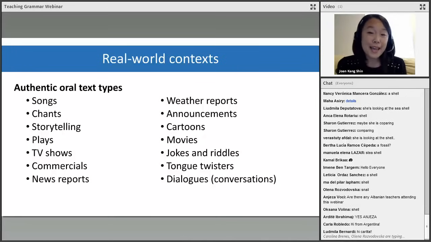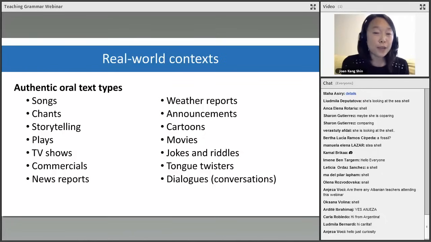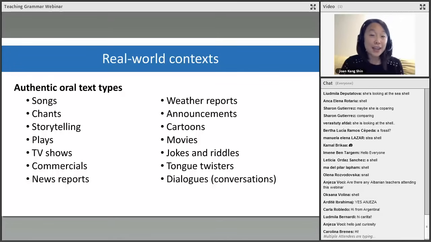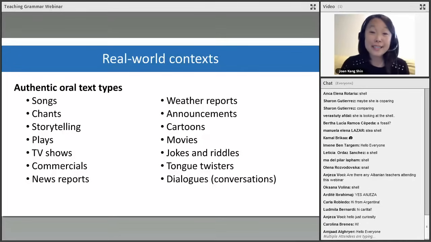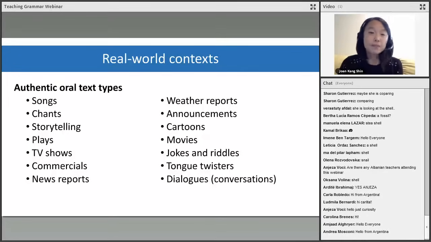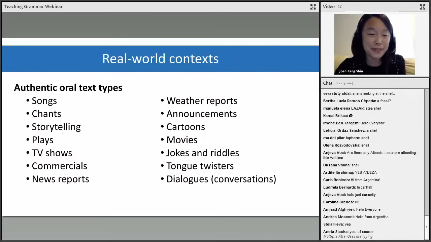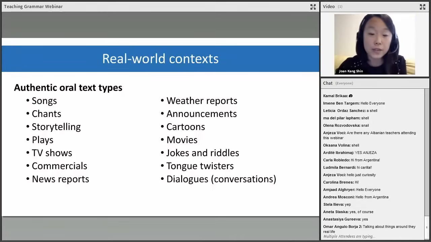And these are ones that kids, whether they are actually learning their native language or a second or foreign language or an additional language, right? We use these types of texts: songs, chants, storytelling, plays, TV shows, etc. These are all examples of authentic oral text types for kids. And do you use some of these? I'm sure you use many of them, maybe even all of them in your classroom. Okay, so we want to try to connect them to the real world using these.